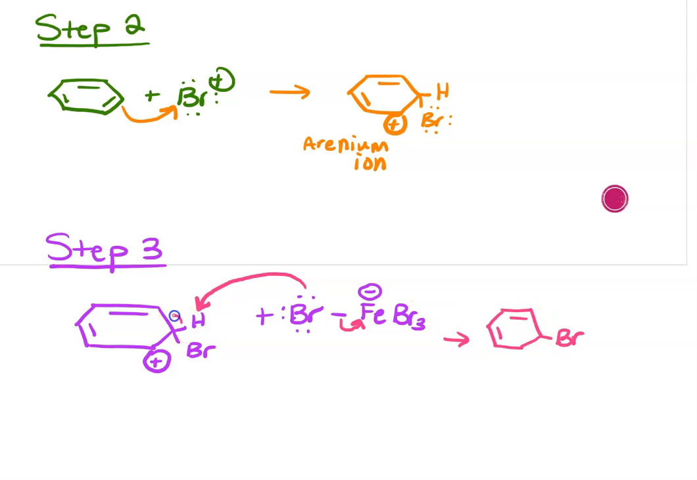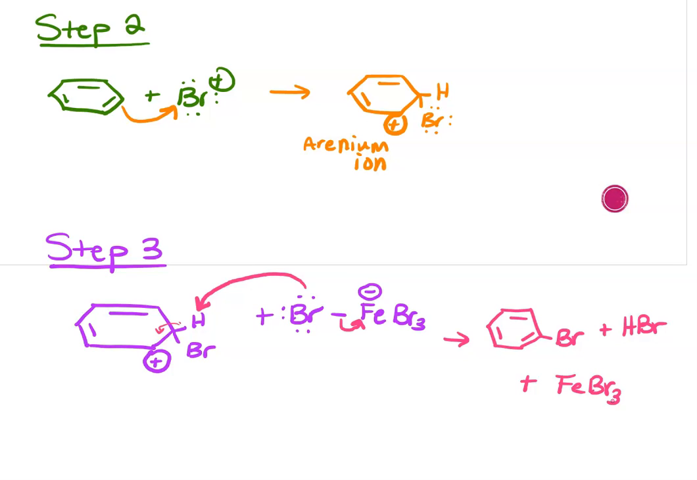And these electrons have collapsed back into the double bond here. So we have our double bond intact there. And then we have created some hydrogen bromide. And then, of course, our catalyst is now back intact. So that is our 3-step process on how we brominate benzene.